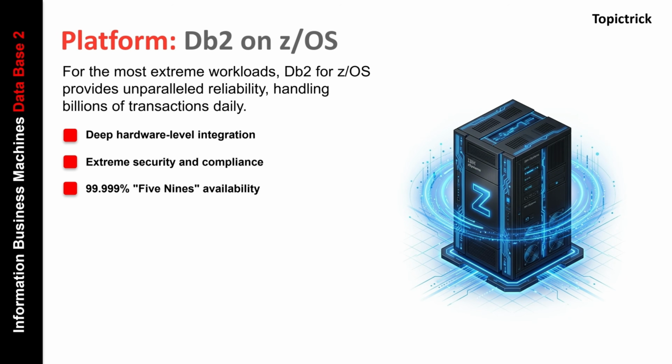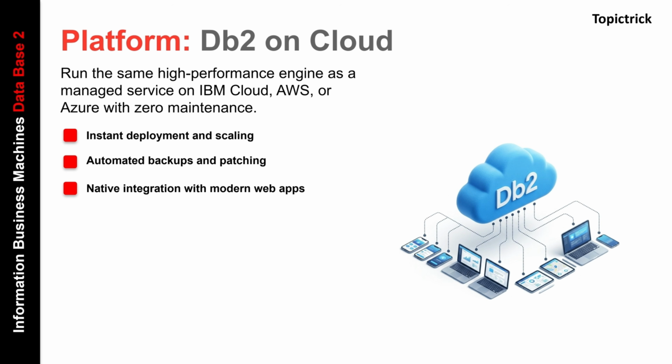DB2 definitely hasn't stayed stuck in the past. Over the last decade, it's aggressively moved into the cloud and AI era. Today, you can run DB2 on cloud as a fully managed service on IBM Cloud, AWS, or Azure. It's the same heavy-duty engine, but with the convenience of zero maintenance. You get automated backups, patching, and scaling, all at the click of a button.